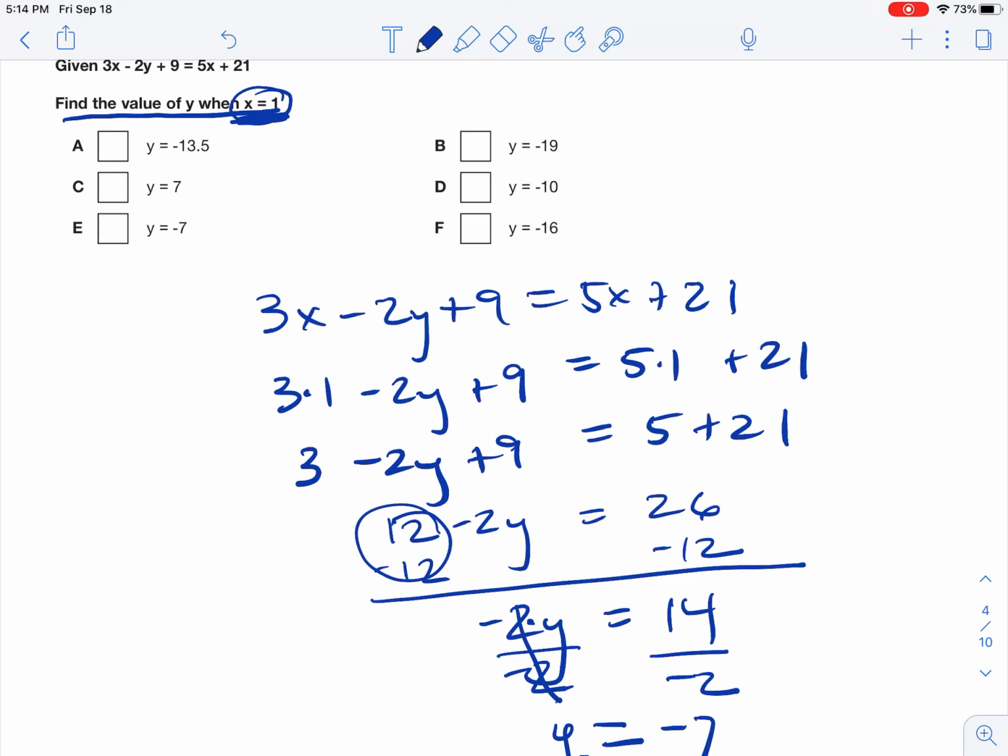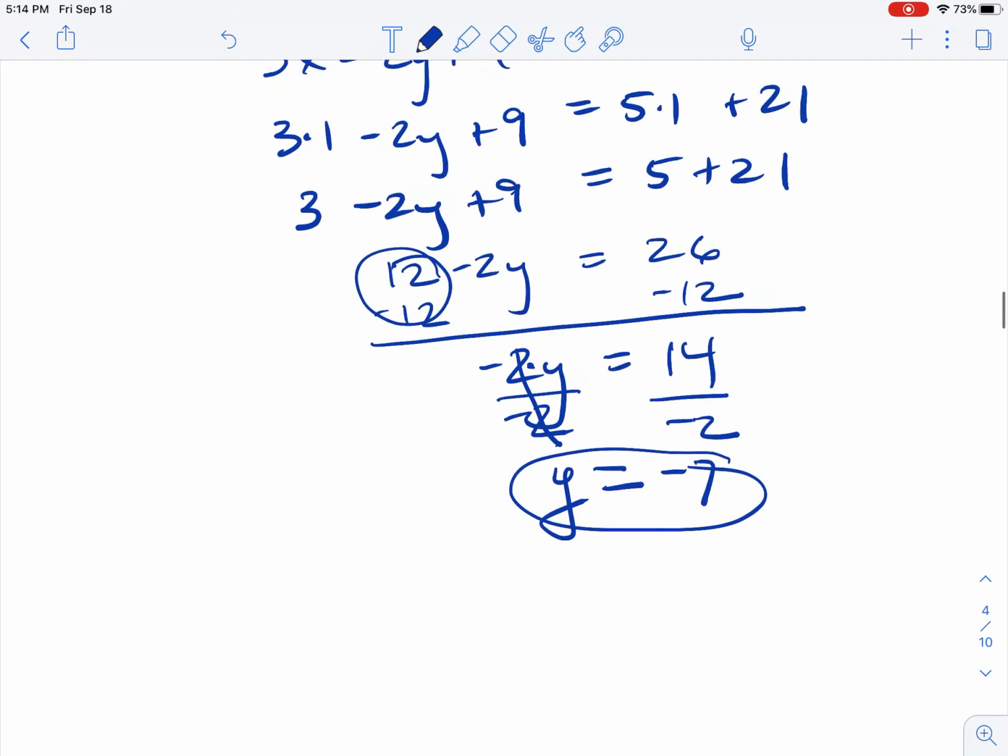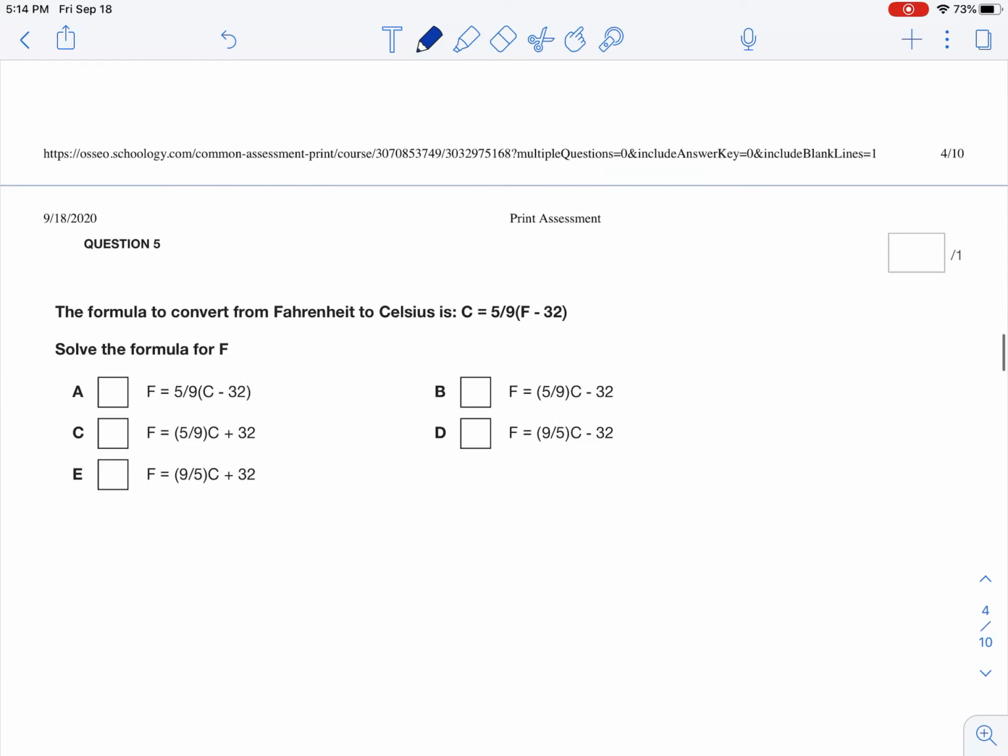Not really. There's nothing that's a duh that can't be. I mean, all of them could be possibilities, but I think if you put them in there and checked, the only one that makes any sense is what we found down here, y equals negative 7. So there really isn't a good technique of trying to eliminate any answers on that one.